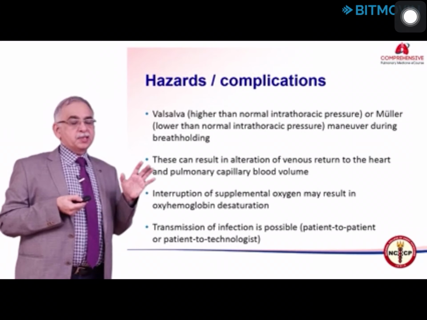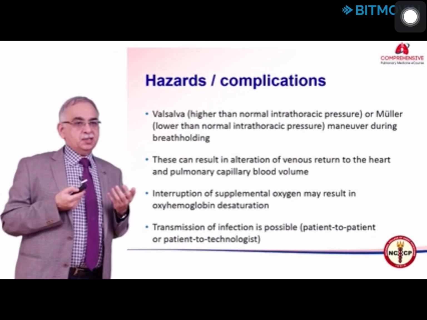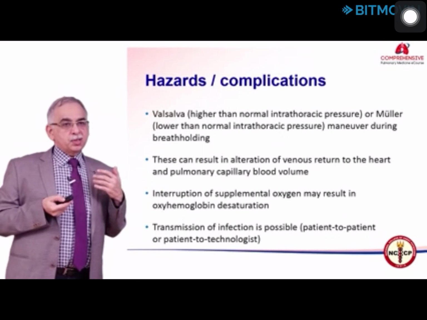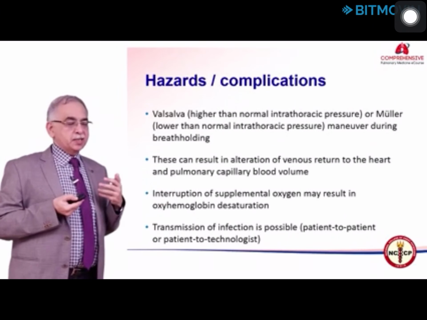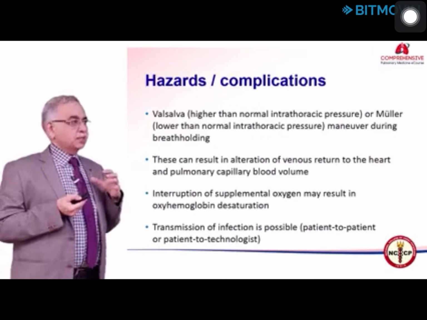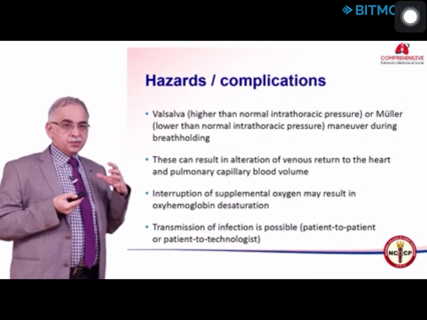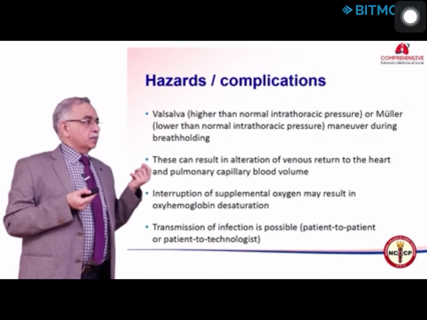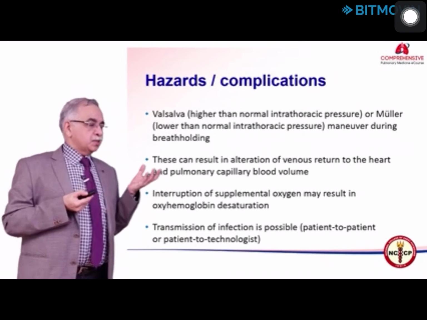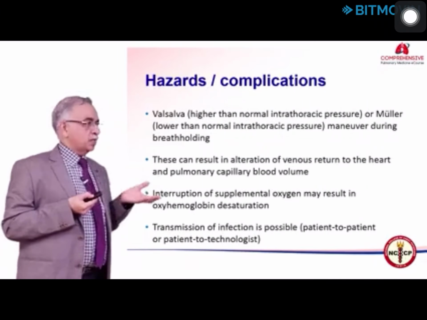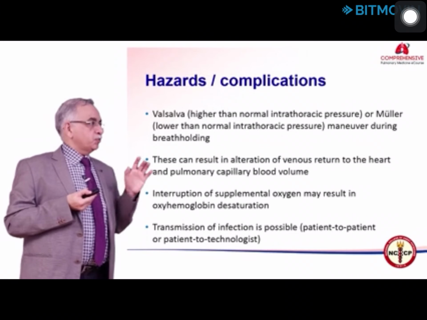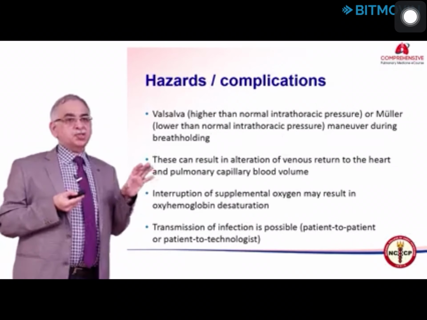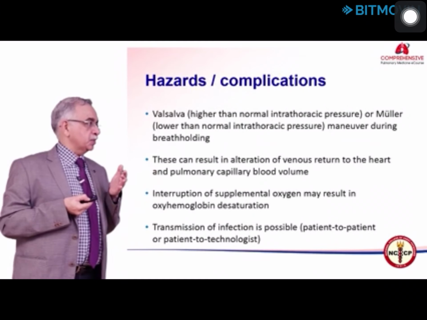For example, if the patient tries to breathe against the closed shutter, in this test we close the shutter. So, the patient is trying to do either expiration or inspiration, then he can have changes in intrathoracic pressure and changes in the flow to the brain and can have syncope. These pressure changes can result in alteration in venous return to the heart and pulmonary capillary blood volume. So, therefore, it is very important that the patient maintains a relaxed state during which the breath holding is occurring.